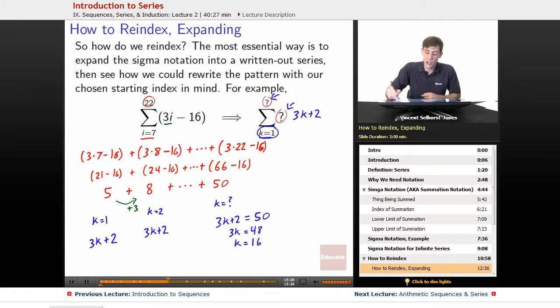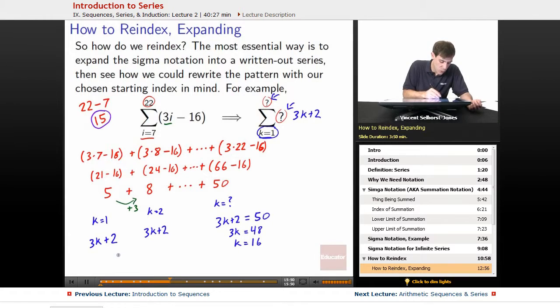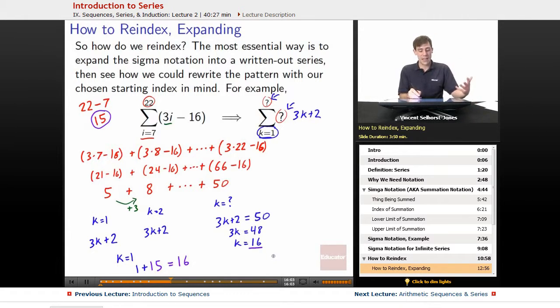Another way of doing it is to notice the difference between our upper limit and our lower limit. In our original, we had 22 as our upper and 7 as our lower. So 22 minus 7 comes out to be 15. Over here, we're going to have that same difference of 15 as well, since we start at k equals 1. So 1 plus that same 15, because we're going to have the same number of steps however we phrase it, comes out to be 16, which is the same thing we figured out it has to be to work there.